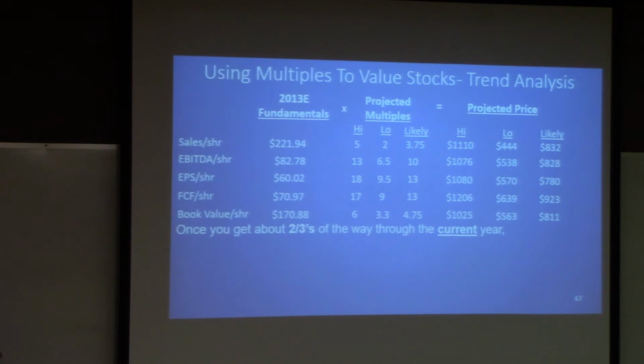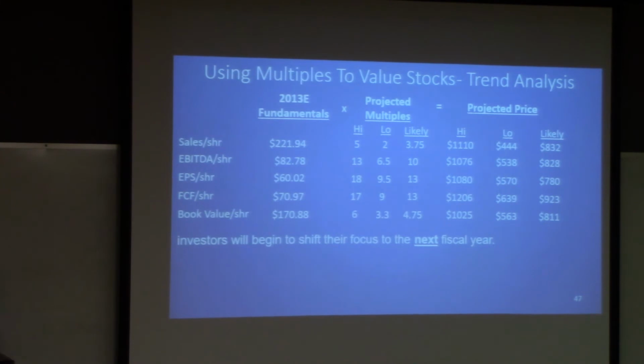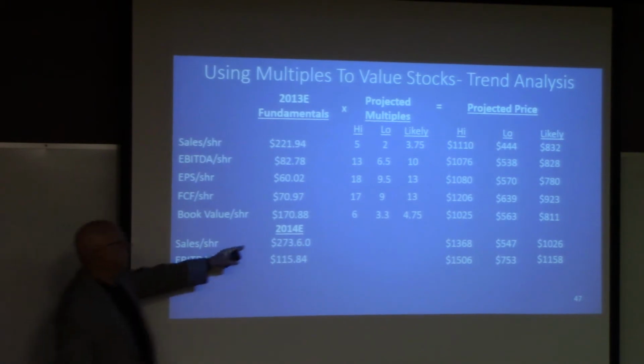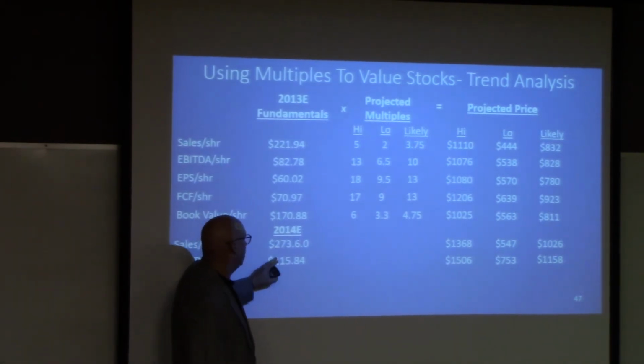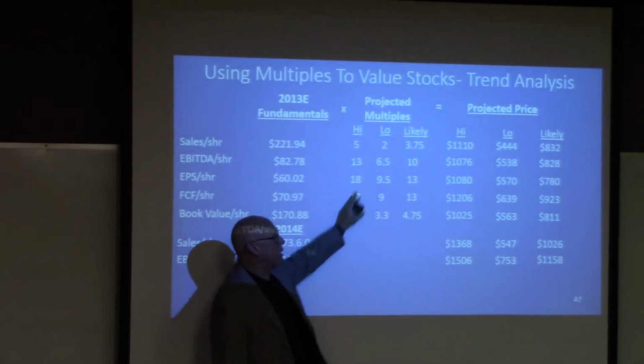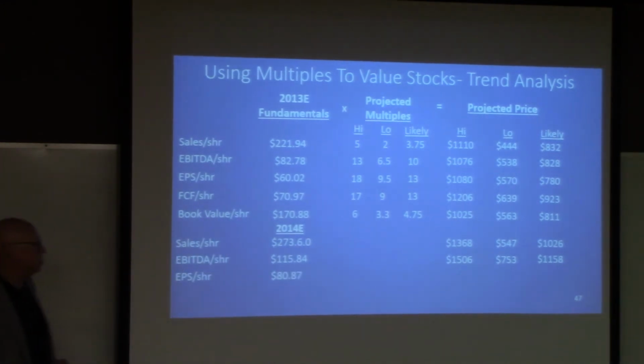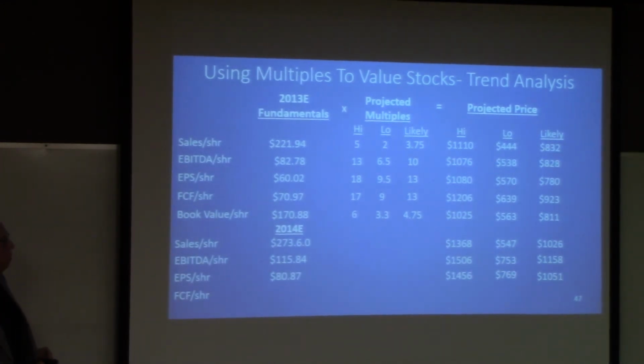Now please note that once you get about two-thirds of the way through the year, somewhere in the August to September area, guess what? People start shifting their focus to the next fiscal year. So we'll look at 2014 forecasts. We're going to multiply these forecast fundamentals by the forecast multiples, and we'll come up with these prices. This is for 2014.